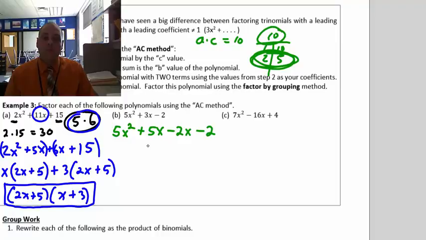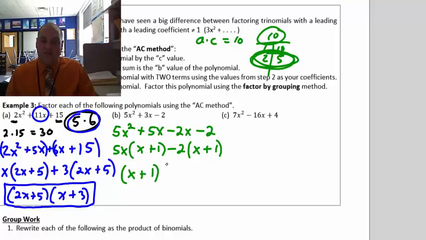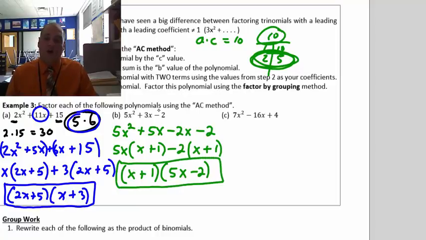Now factor by grouping. What's a common factor? 5x. What's left over? X plus 1. What's a common factor? Negative 2. What's left over? X plus 1. X plus 1 is my common binomial, and 5x minus 2 is left over. It's magic. There are my factors that I could have gotten right from the original trinomial, the product of 2 binomials, just like we've been doing all year.